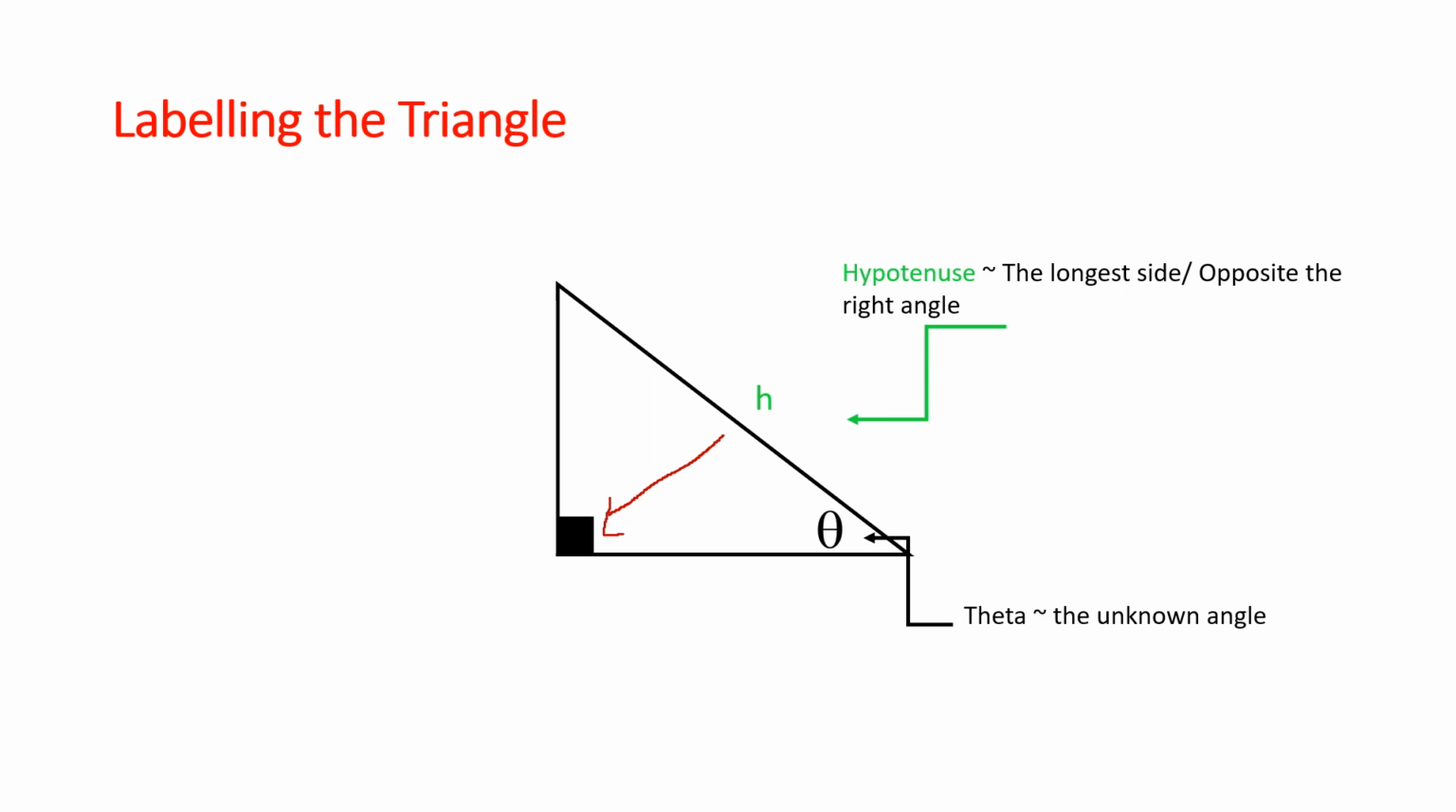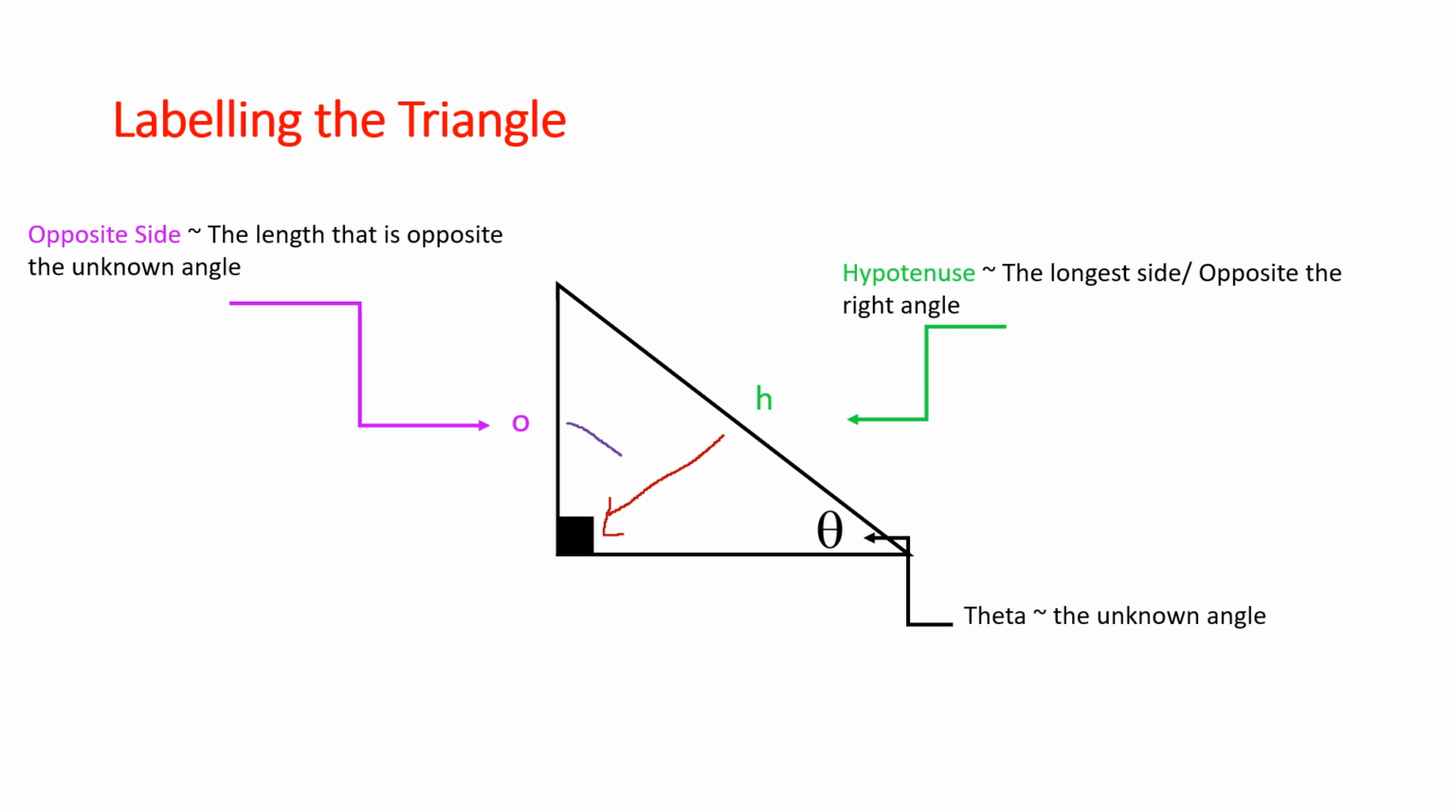The next side that we're going to look at is called the opposite side. This one gets its name from its description. It is opposite the theta angle. So if I was to draw a line, we can see there is theta. If we were to look from where theta is directly out, the side directly opposite it is the opposite side.